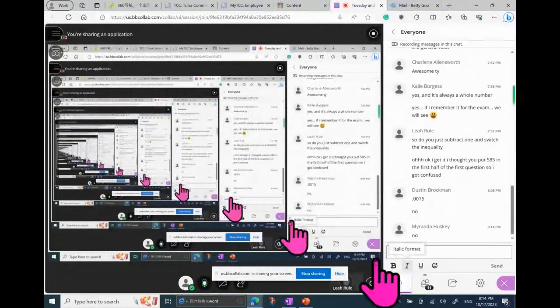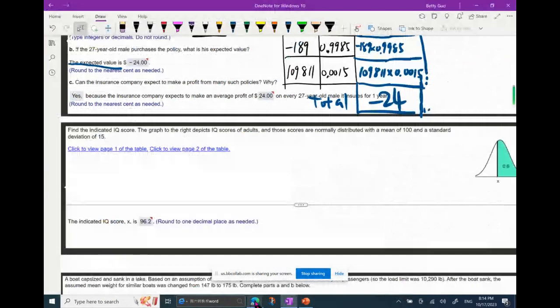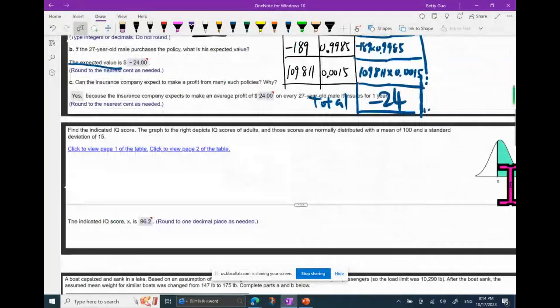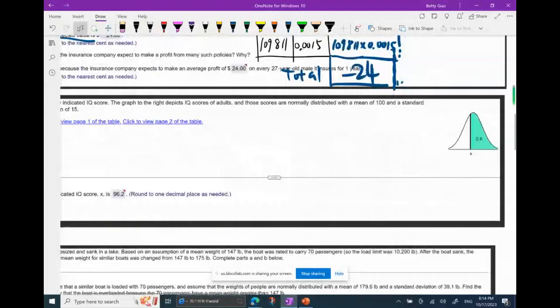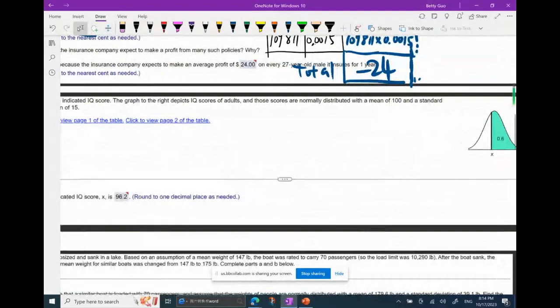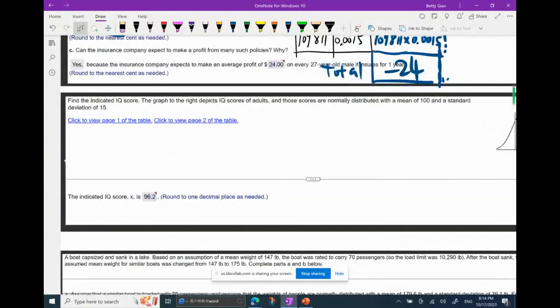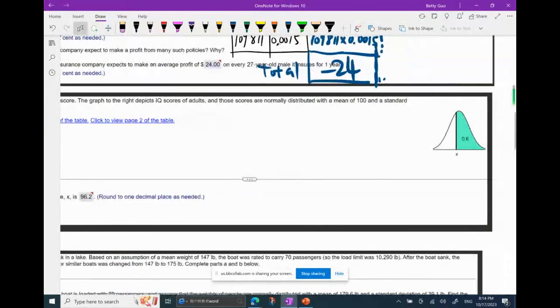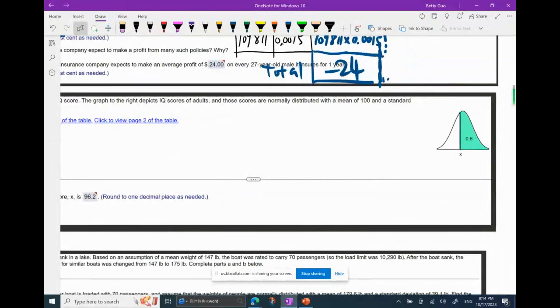Okay. Thank you, guys. So let's see the next question. This one should be straightforward. When I see this kind of problem, I use the calculator and get it done very fast. Find and indicate the IQ score. So we are looking for the x score. We are looking for a value.